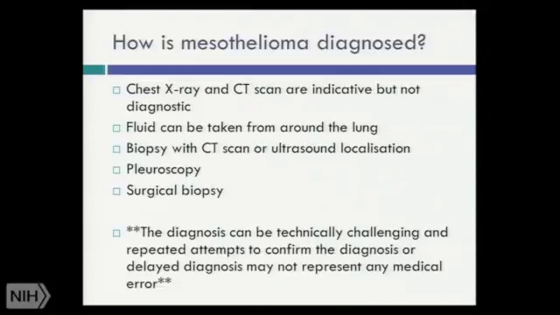So for mesothelioma to be diagnosed, we need a tissue biopsy. The chest x-ray or the CT scan, they're indicative of mesothelioma but not diagnostic. And then the next step may be to take fluid from around the lung. That can certainly give a very strong index of suspicion, and in some parts of the world can be diagnostic. And biopsy with CT scan or ultrasound localization, or a pleuroscopy, so a mini telescope, or even an open surgical biopsy to take numerous samples and get the diagnosis confirmed.